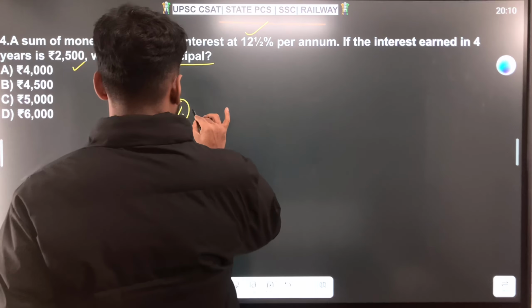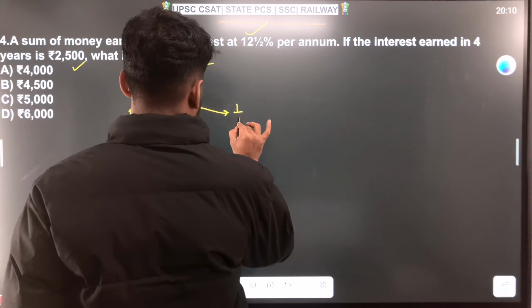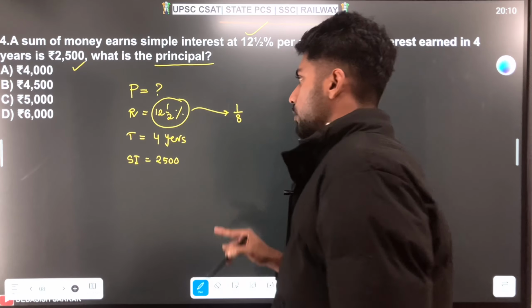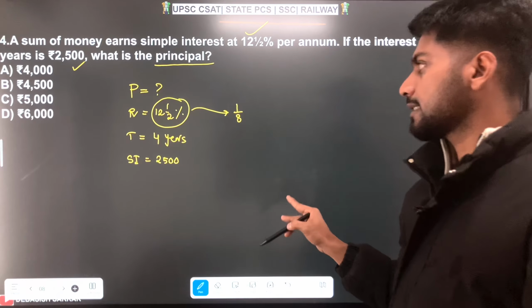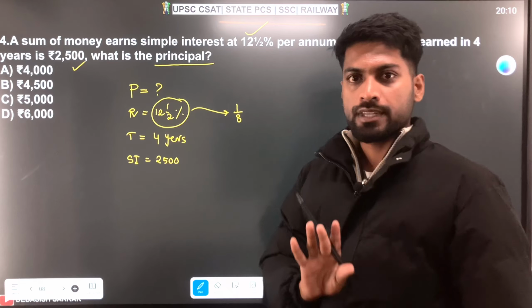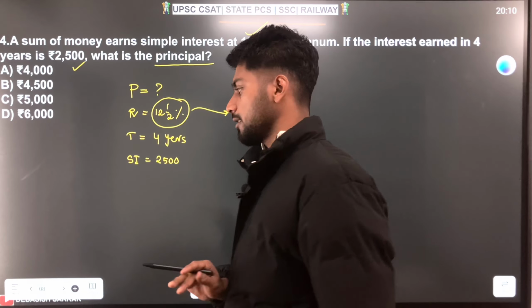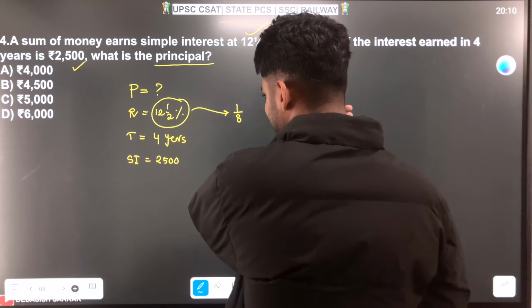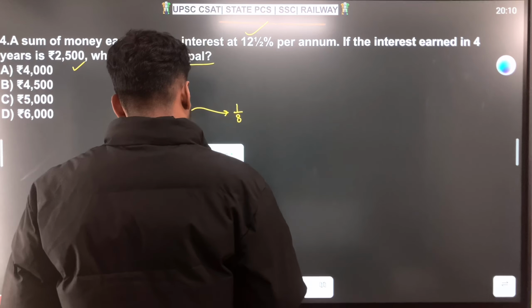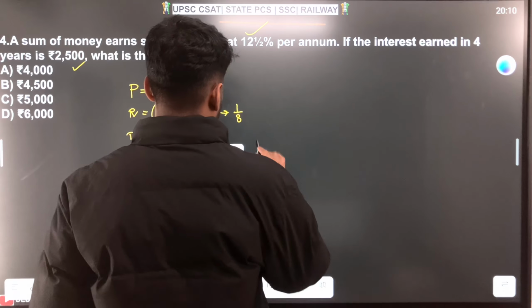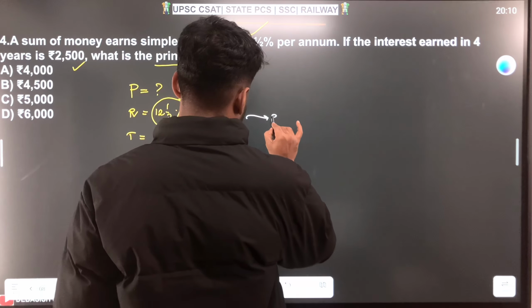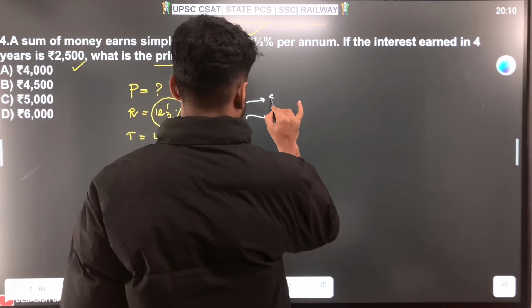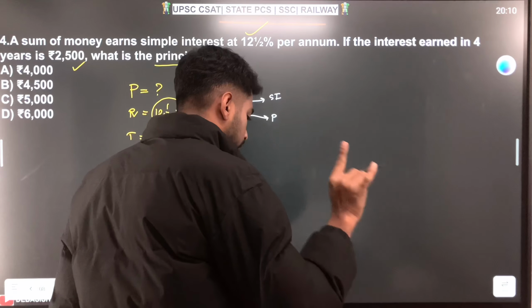12 into 1 by 2% means this is 1 by 8. Okay, 12 into 1 by 2% in fraction, this is 1 by 8. आ रहा है समझ में? Yes, understanding. Now check. देखो, नीचे वाला is always your principal. This is your principal. And ऊपर वाला is your SI. Okay, for 1 year.